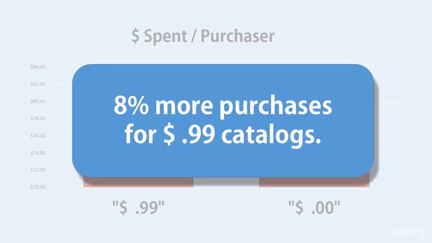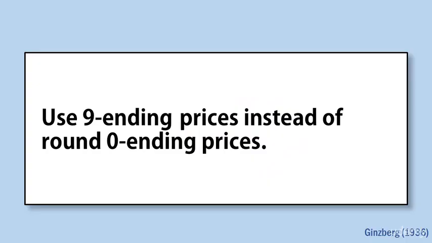So through this research, what we can see is that, of course, using 9 ending prices instead of round ending prices is beneficial. We already thought we knew that to begin with, but by looking at scientific data, we can establish that it really does affect people's purchasing behavior, and it's something so slight and so small that it changes perceptions of prices, and that's why it has its effect.